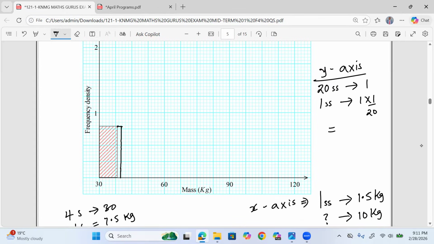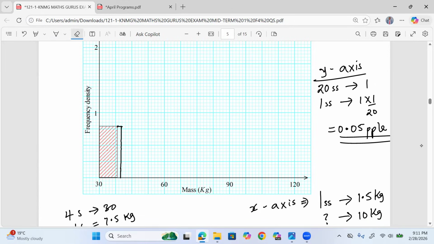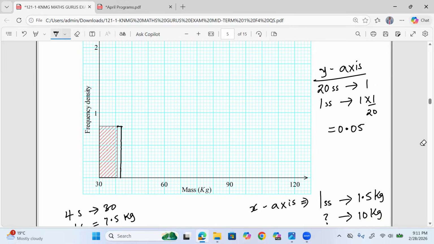Look at this crazy scale. We have 0.05 units, of course, because that is the frequency density plotted there. Okay, frequency density, so it's units. Yeah, it's units. 0.05 units. The very small square represents 0.05 units, just as you can see.